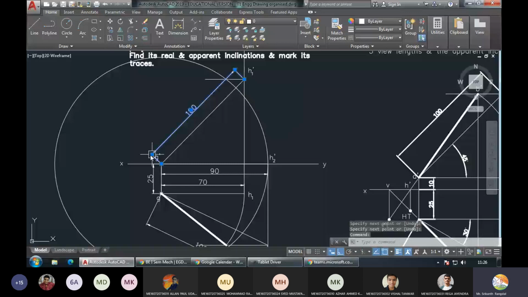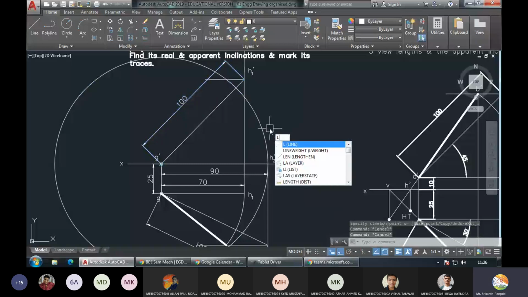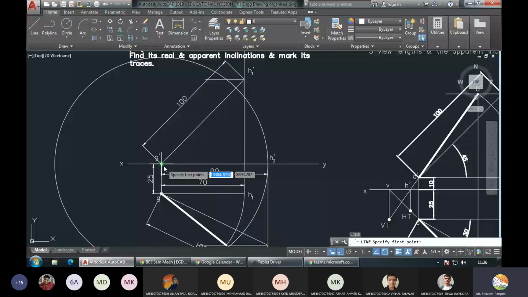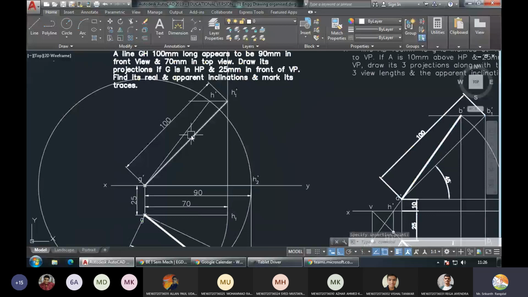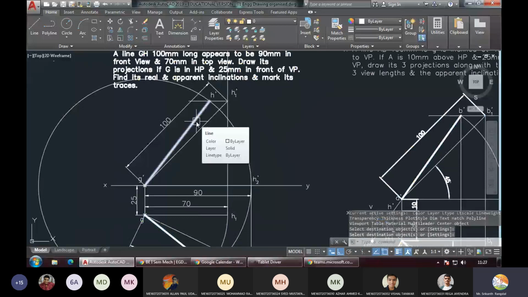We'll just move the dimension line away. Take line from this point. Yeah, the intersection point we have to take. Okay. So what is this line? This H dash line is the final front view. The point is H dash. So match the properties. Only the final view should be made dark.